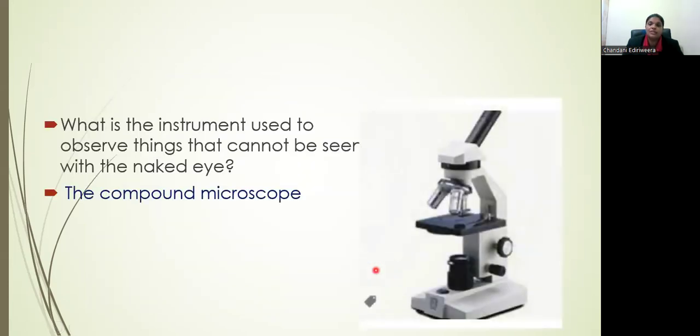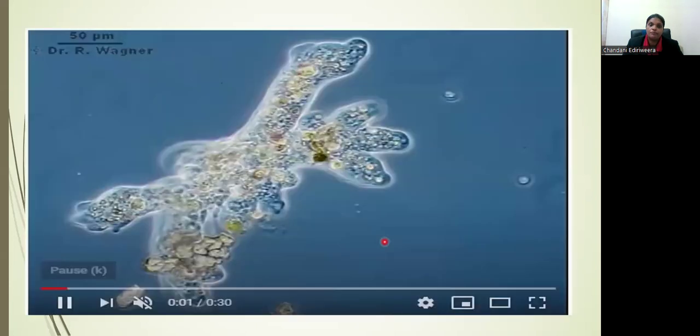So the instrument which we are using to observe these small organisms, we call a compound microscope. Right? The compound microscopes we are using to see the things which we cannot observe by using our naked eye. Naked eye means without any equipment.